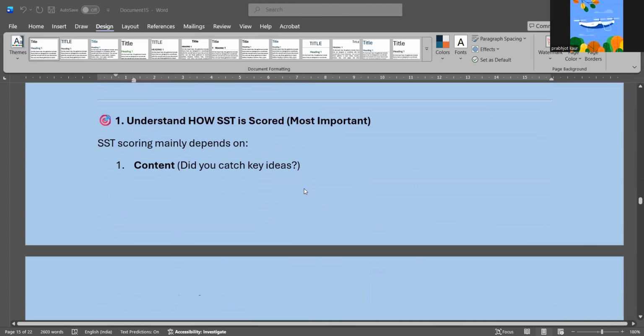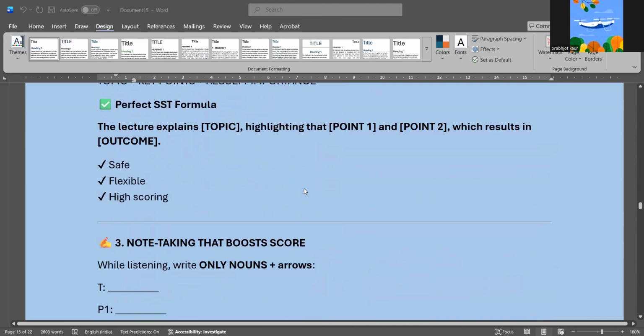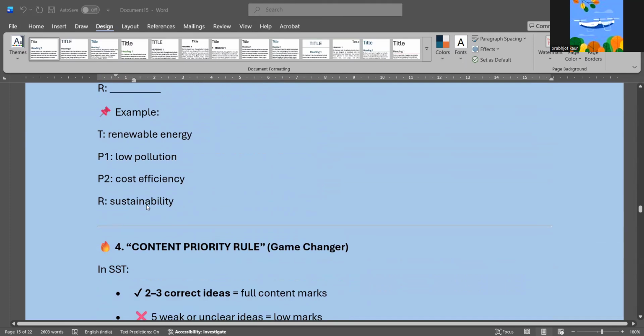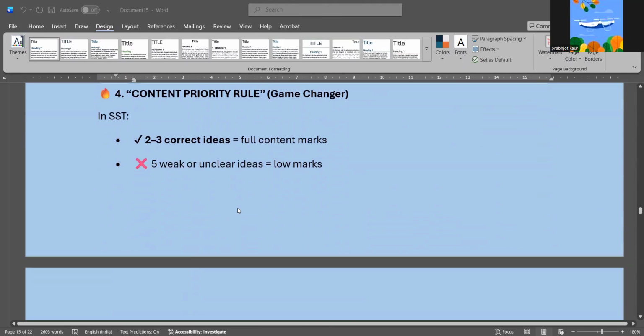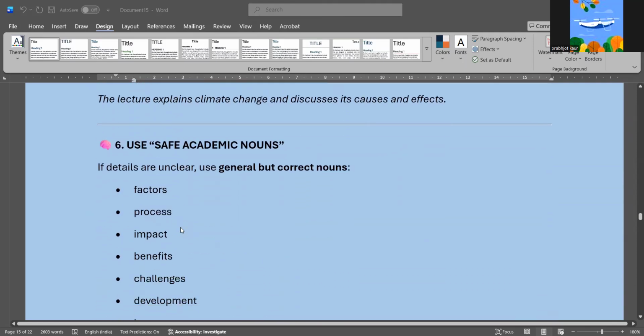So I have another thing. Here are some examples. You can see or read carefully. I want to show you here safe connectors. You can use those, and safe academic nouns.